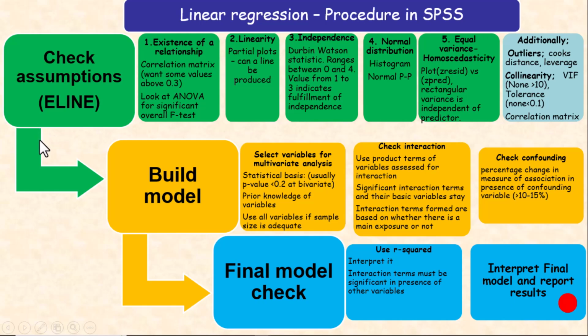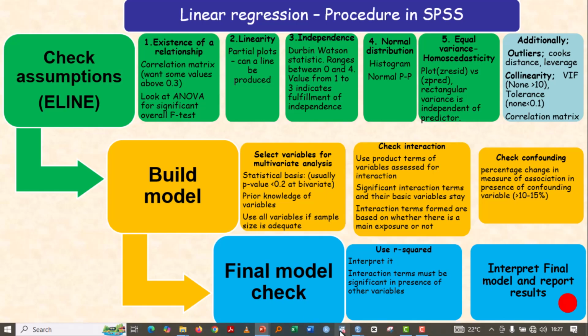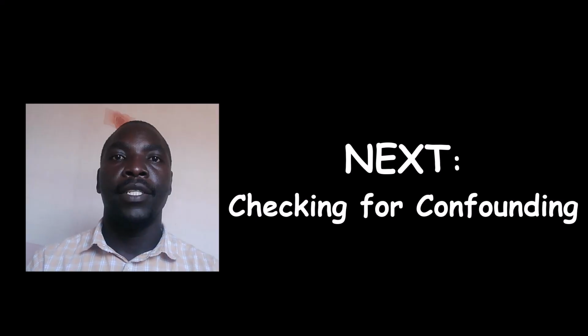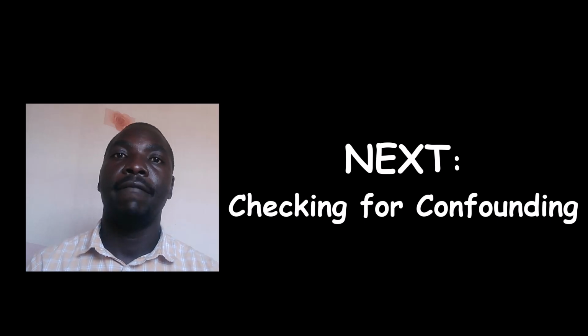We started with checking for assumptions, we build a model, we do a final model check. Previously we saw how to select variables, and we've checked for interaction. So this is the model we are going to use to check for confounding. And once we check for confounding, that's the last step towards having a final model. Next, we are going to see how you check for the existence of confounding variables within your model and how to report your final model of linear regression.